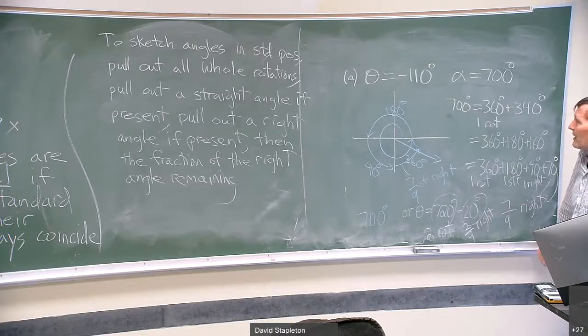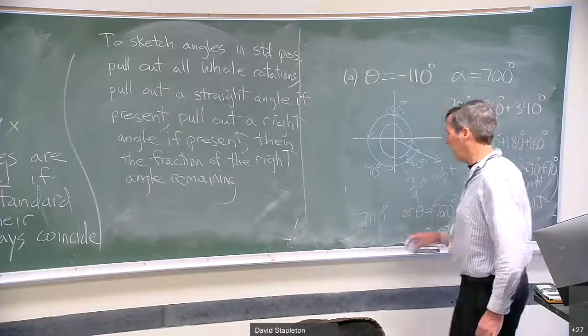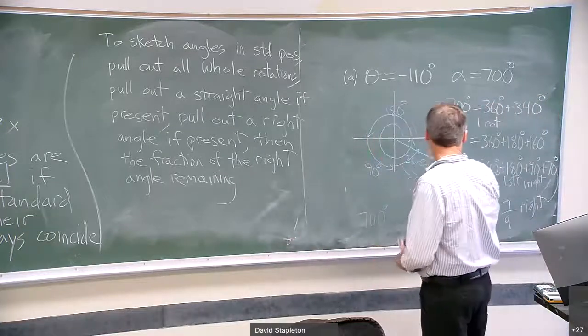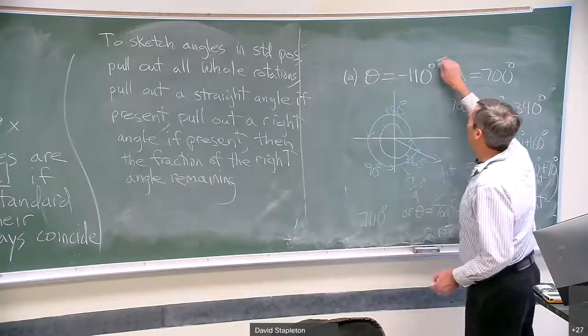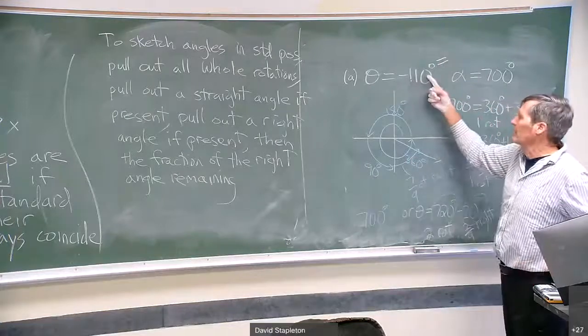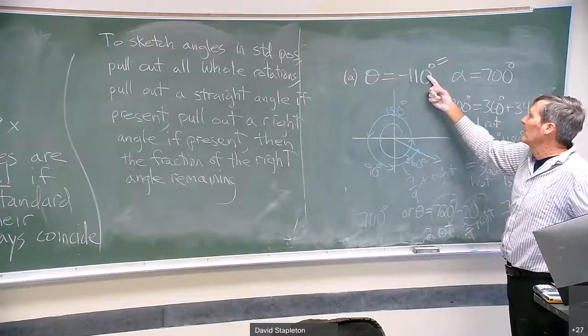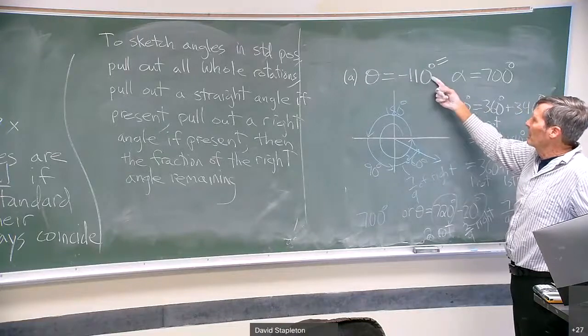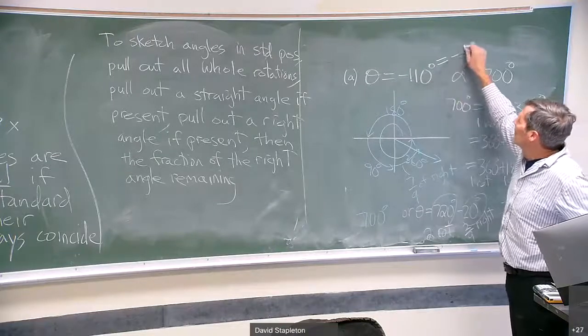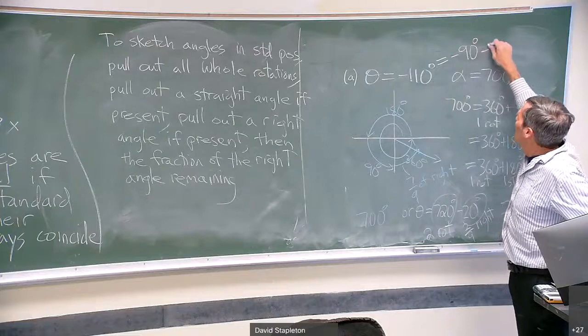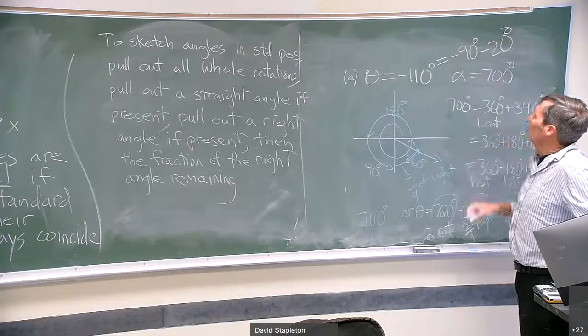Now let's draw the second one. Negative 110 degrees. That has to go clockwise since it's negative. So let's write negative 110 degrees. Pulling out all the whole rotations. There aren't any because it's not less than minus 360. There aren't any straight angles. It's not less than minus 180. But there is a right angle. So I'll write this as minus 90 degrees minus 20 degrees, minus 110.